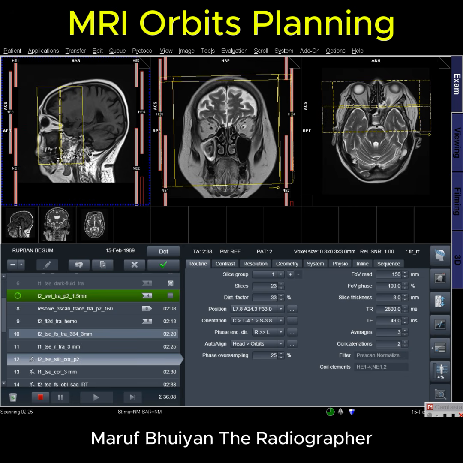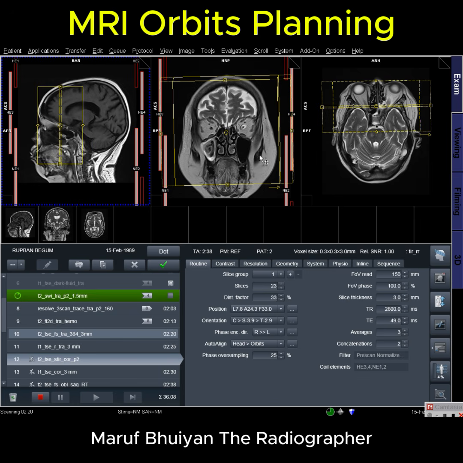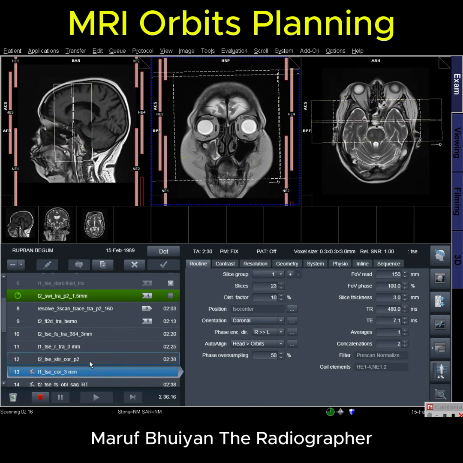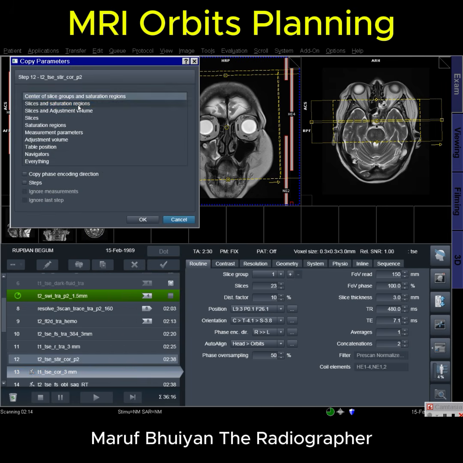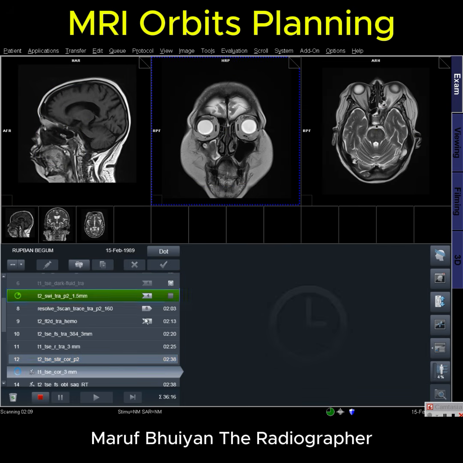And the coronal slices should be covered from the anterior part of the orbit at the front and the optic tract at the behind.